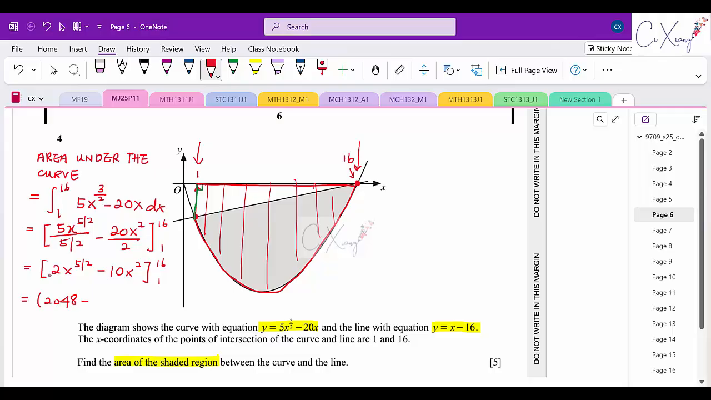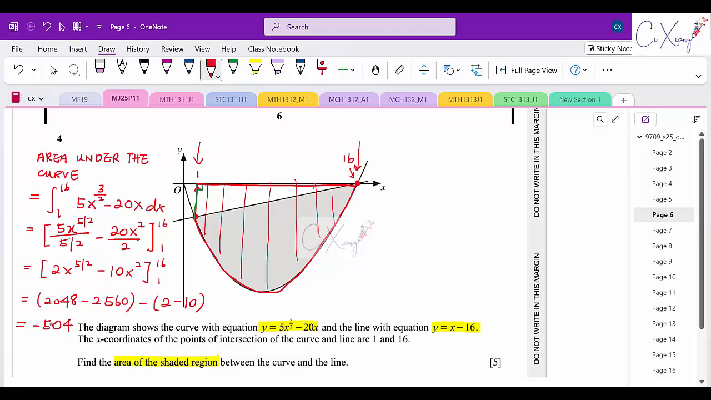Minus, substitute 16 into the 10x squared, you'll be having 2560. Minus, substitute the limit 1, you're having a 2. And also for the second term, you're having a 10, so minus 10. And what do we get from simplifying the value here? I will get negative 504.